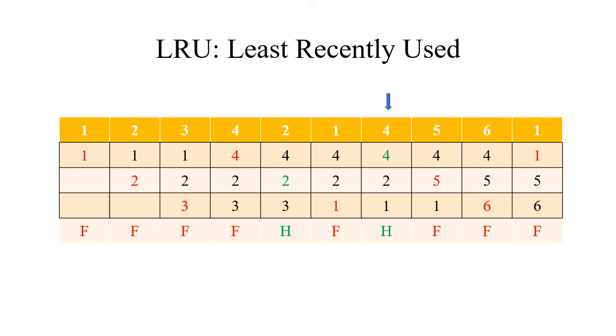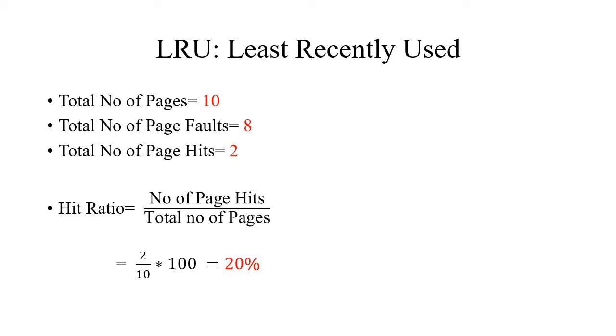Now here if you see, total number of pages are 10, total number of page faults are 8, and total number of page hits are 2. So from this we can find out the hit ratio. Hit ratio can be calculated by the formula, number of page hits divided by total number of pages. In this case, number of page hits are 2. So 2 divided by 10 into 100 will give you the hit ratio. In this case, it is 20%.